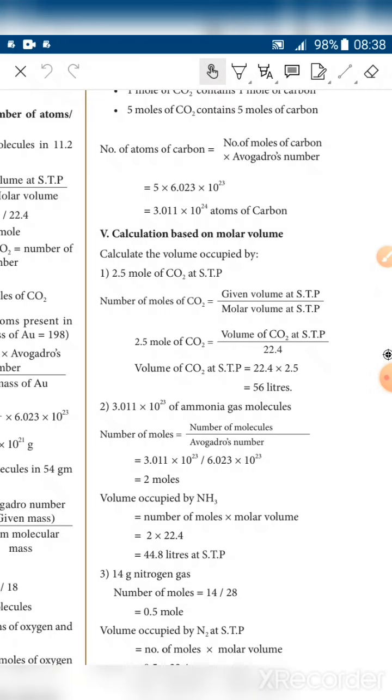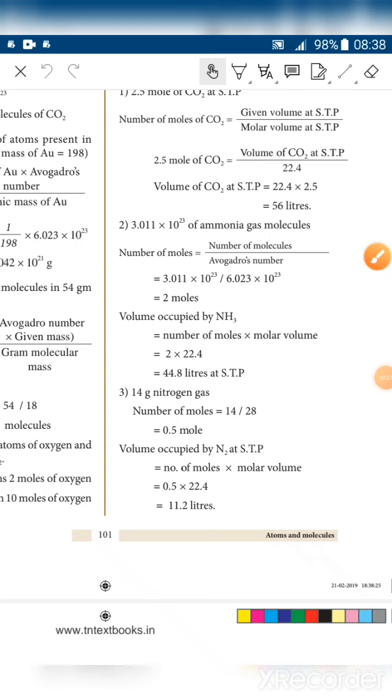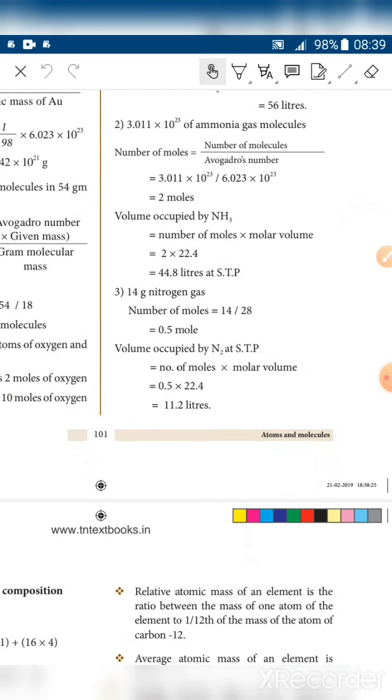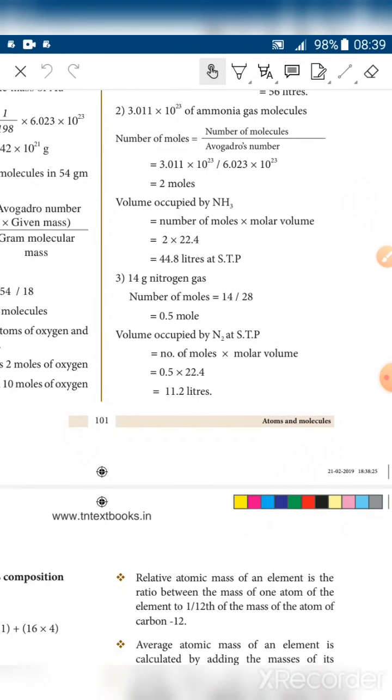Similarly, 14 gram of nitrogen gas. The next sum, 14 gram of nitrogen gas. 14 gram mass is given. What is the formula to calculate the number of moles from mass? Mass by molecular mass. Nitrogen is in the form of molecule. So 14 is the given mass. Atomic mass of nitrogen is 14, but in nitrogen gas, N2 is the formula. So 14 into 2, 28 will come. So 14 by 28, you cancel, 1 by 2, that is 0.5 mole.